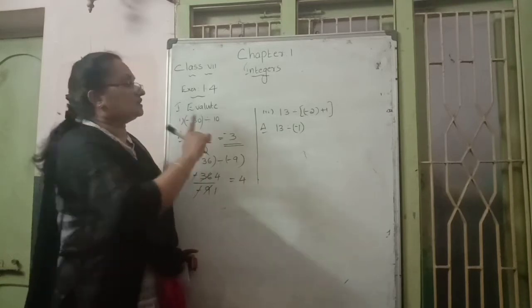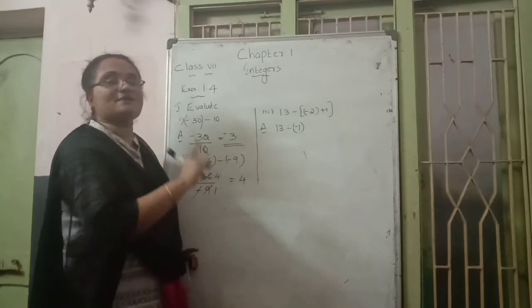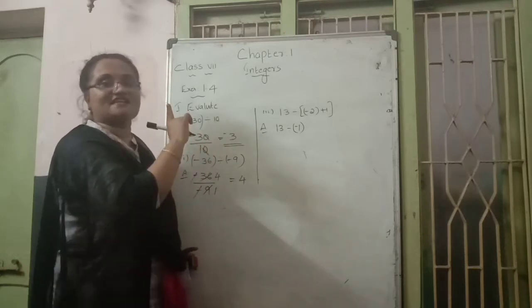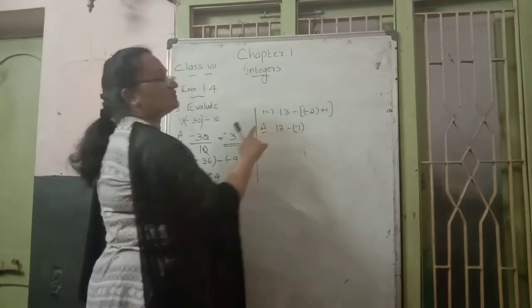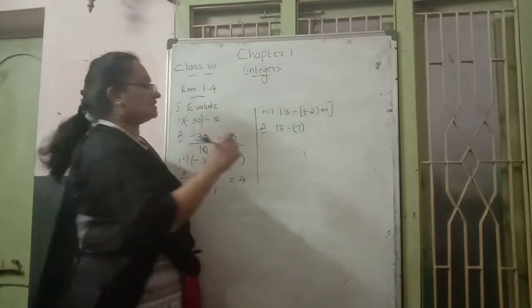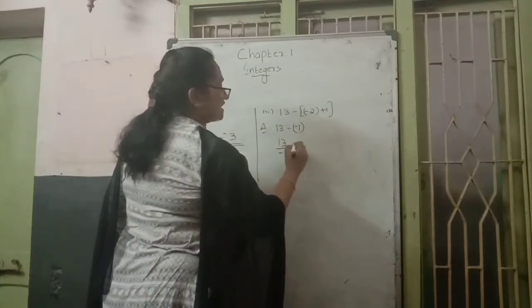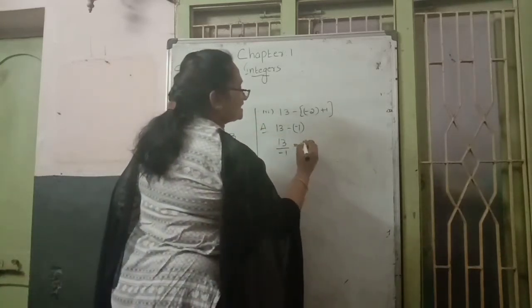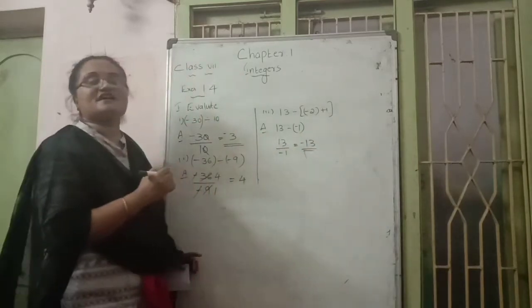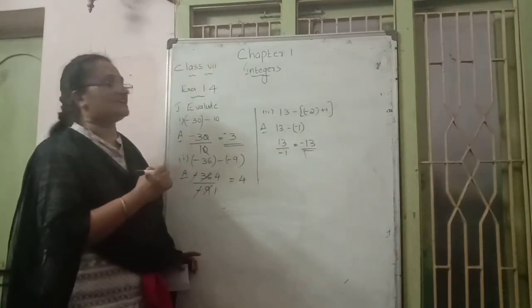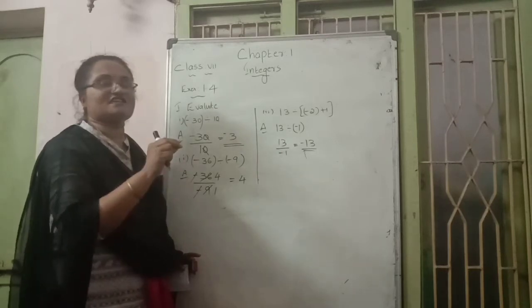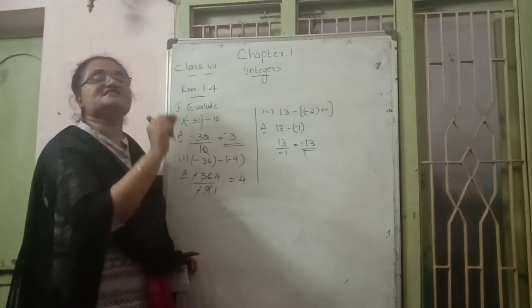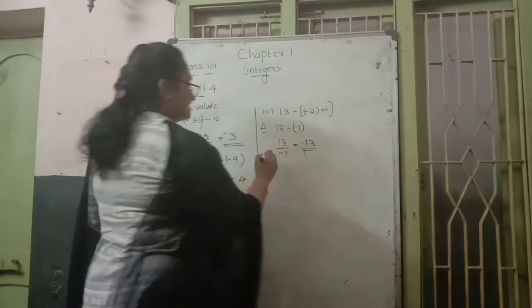In the division properties we learned that any number divided by 1 gives the same number, and any number divided by the same number gives 1. That property we discussed last class. Here, 13 is divided by minus 1. In fraction form, the 1 table gives 13, but since there is a negative sign, the answer is minus 13. I hope you can understand. Any number divided by 1 gives the same number itself.